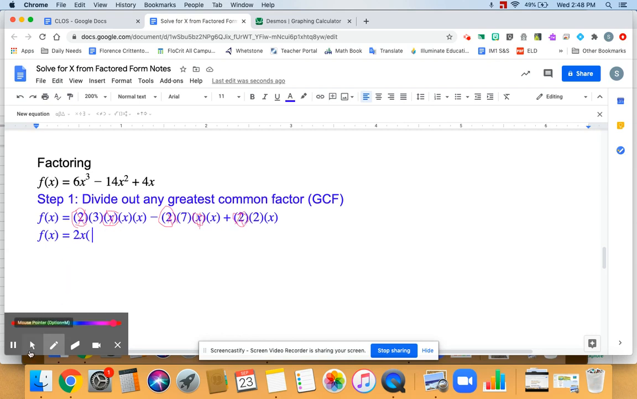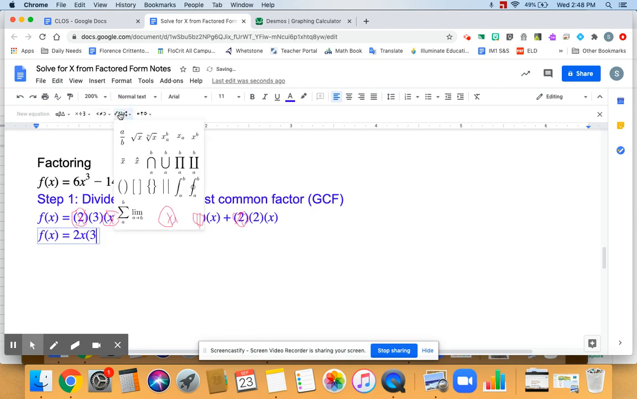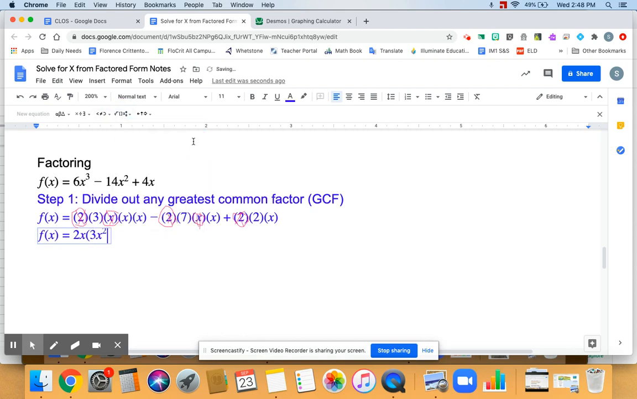I take it out, and then I have to put a parentheses, because since I'm dividing it out of all of these, then all of these have to be together in a parentheses now. This one's left with a 3 and 2 x's, and that would be an x squared. This one has a minus, and then a 7, and then only 1x. And then this one over here only has the plus 2 left, because I pulled out a 2x out of each one of them. So I've done step 1.